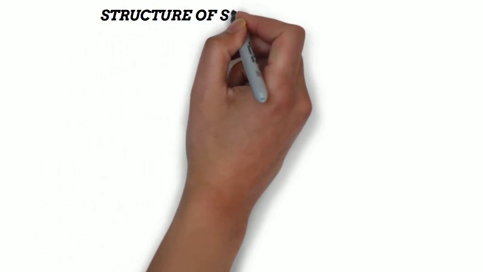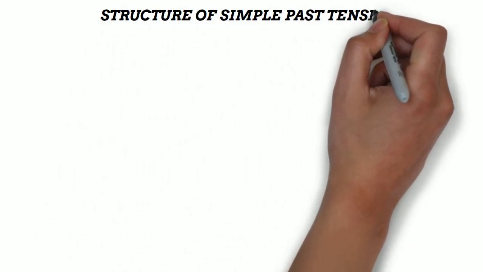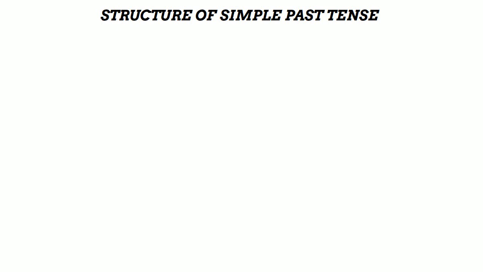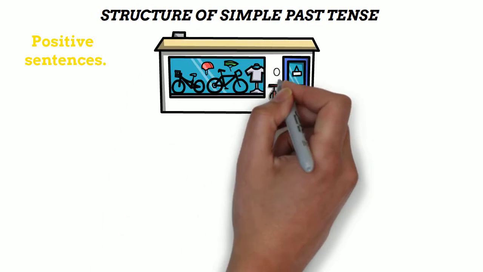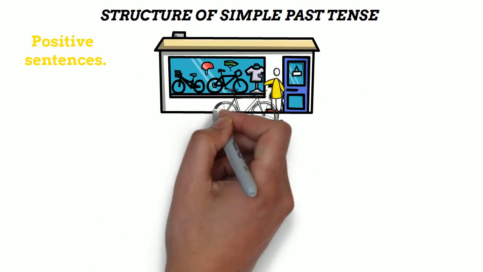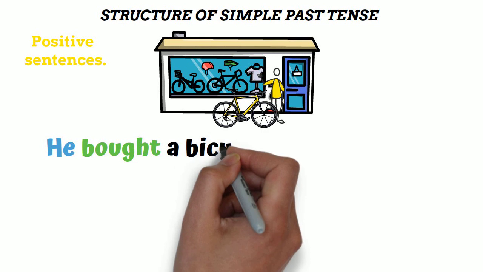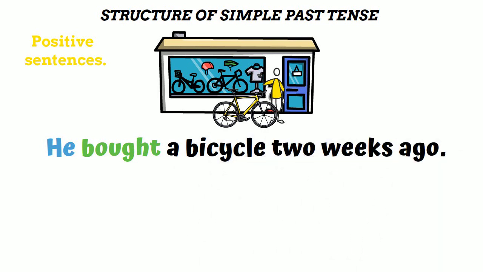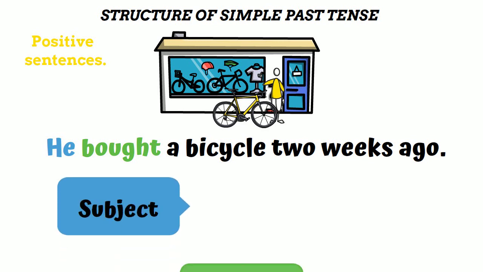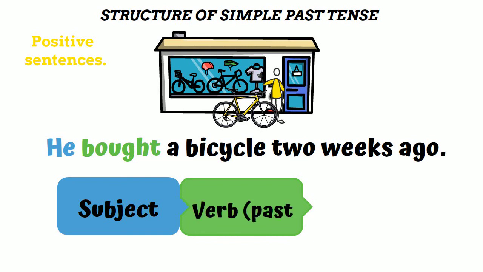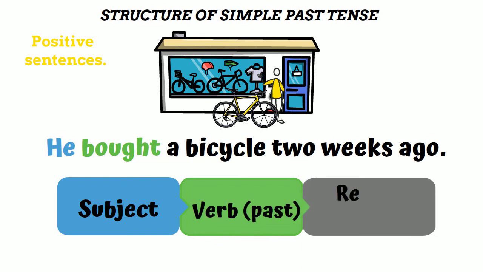Okay, now let's learn the structure of the simple past tense. We will first focus on positive sentences. Let's look at our example again. He bought a bicycle 2 weeks ago. Here we have a subject, past form of a verb, and the rest of the sentence. That's the structure of simple past tense.